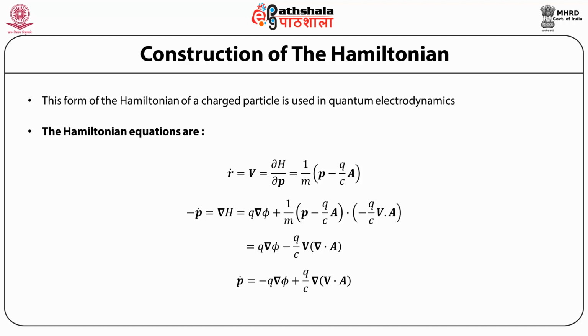So it's a gradient of H, which is equal to q gradient of phi plus 1 by m (P minus q by c A) dot minus q by c gradient of v dot A. So we get q gradient of phi minus q by c gradient of v dot A, which then becomes P dot is equal to minus q gradient of phi plus q by c gradient of v dot A. So the Hamilton's equations are then r dot is equal to 1 by m (P minus q by c A), and the other equation is P dot is equal to minus q gradient of phi plus q by c gradient of v dot A.